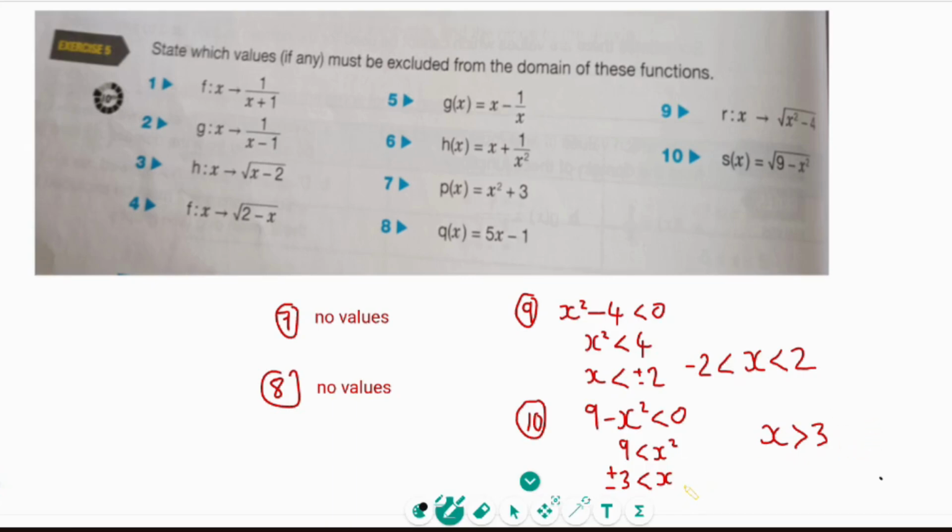Let's take x bigger than negative 3. Okay, so x is bigger than negative 2. So 9 minus negative 2 squared. Negative 2 squared is 4. 9 minus 4, yeah, it's positive, that's fine. So let's have a look at x less than negative 3. Minus 4. So 9 subtract minus 4 squared. Minus 4 squared is 16. Will that give a negative answer? No, it's not possible.